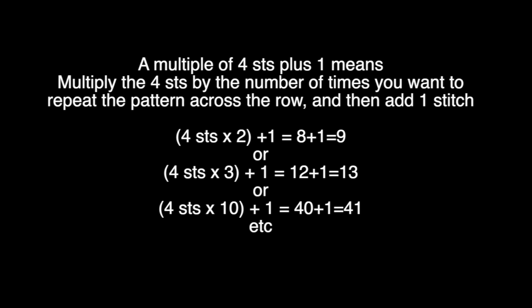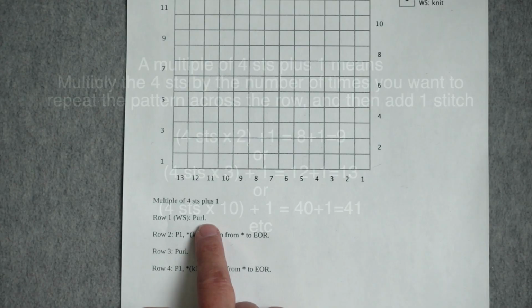If you wanted 3 repeats, you'd multiply the 4 stitches times 3, which would give you 12. You'd add 1 and you'd get 13. If you wanted 10 repeats, it would be 4 stitches times 10, which is 40, and then you would add the 1 stitch to get 41. So the extra stitch is always added after you have multiplied the number of stitches in the multiple by the number of times that you want to repeat it. It's a very simple pattern.